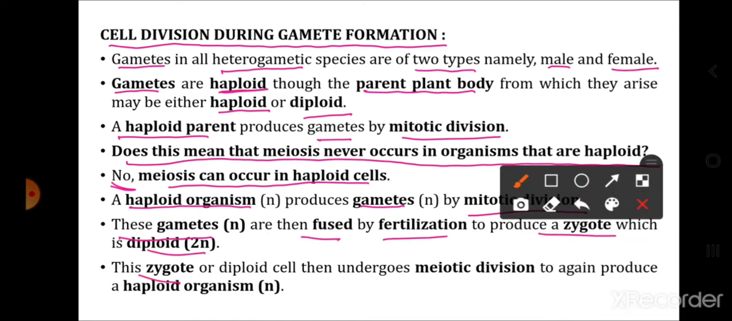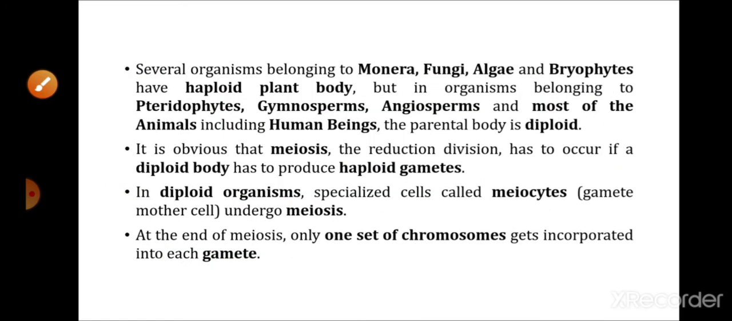The zygote or diploid cell undergoes meiotic division again to produce the haploid organism. So even in the organisms which are haploid and are reproducing by sexual reproduction, in them the meiosis will take place, and it will be which type of meiosis? It will be zygotic meiosis.